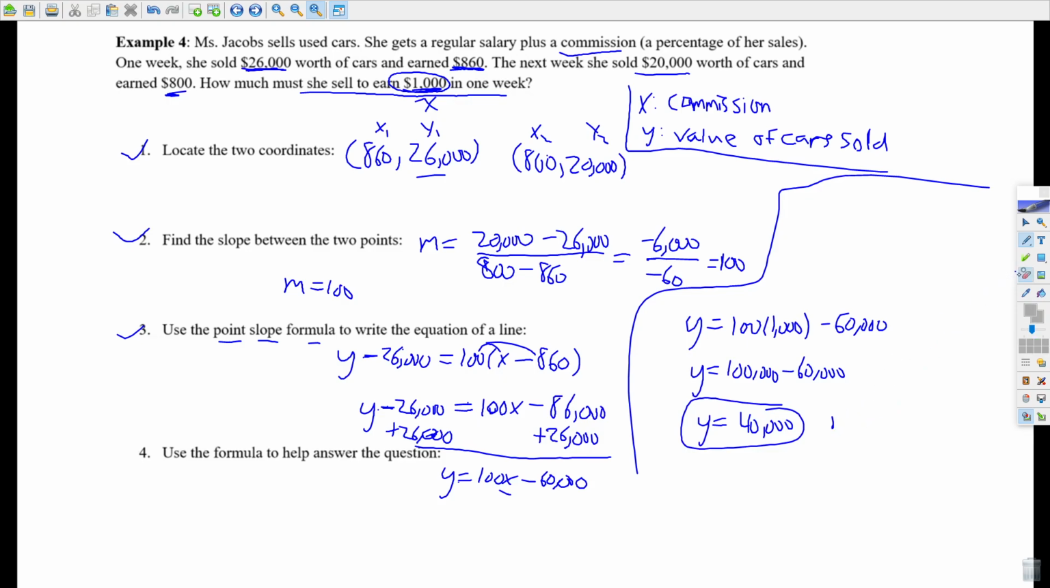Maybe I'll write that, and that should be the end. If I can, she must. Okay, this is not working at all anymore. Must sell $40,000 worth of cars to get $1,000. I'll say that as best I can because this thing's messing up.